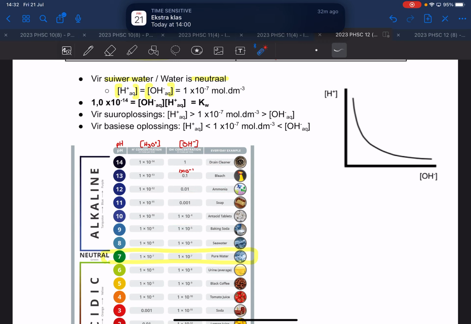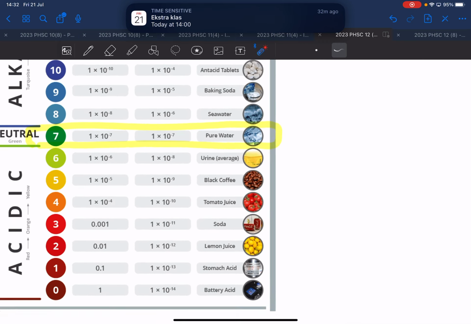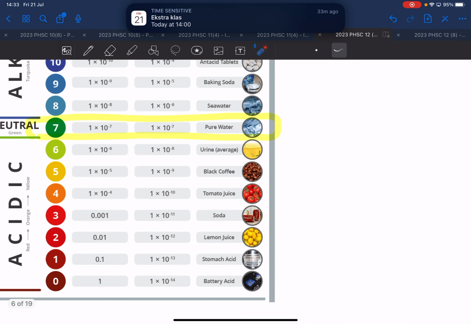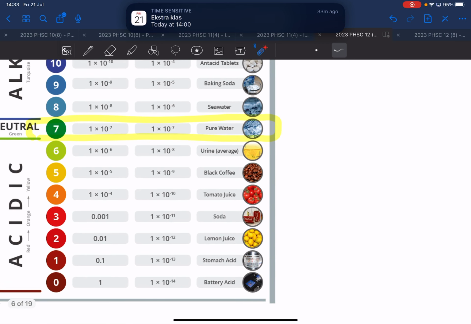Yes, as from the second level, when you go down, it gets more acidic. Nee, maar nee. Okay, ja? Ja, maar nog nie. Ja, Marie?